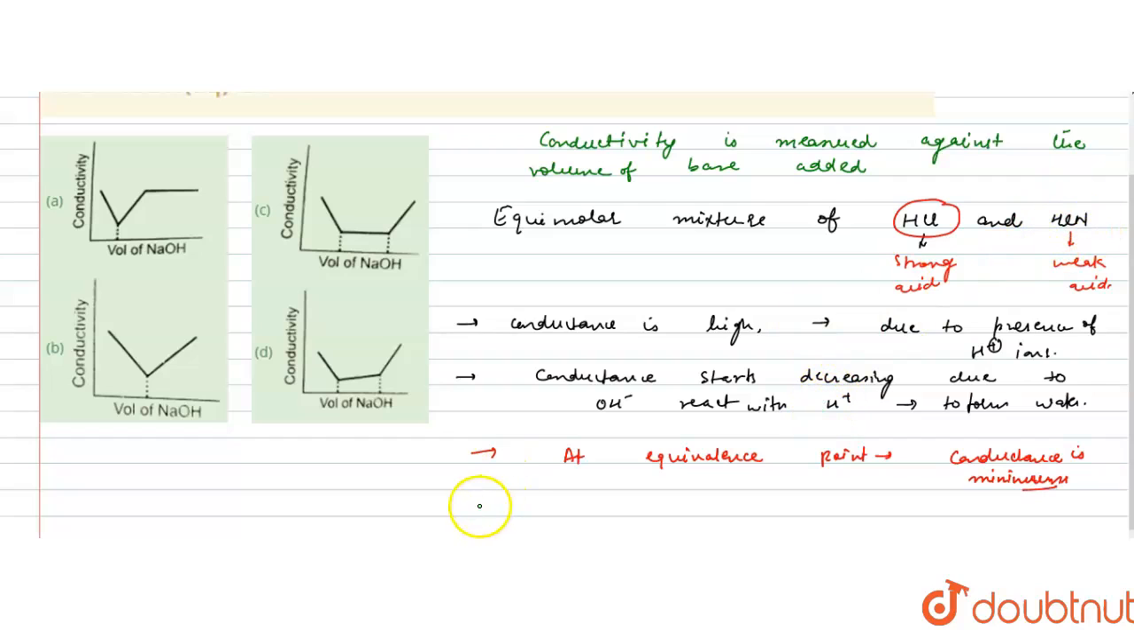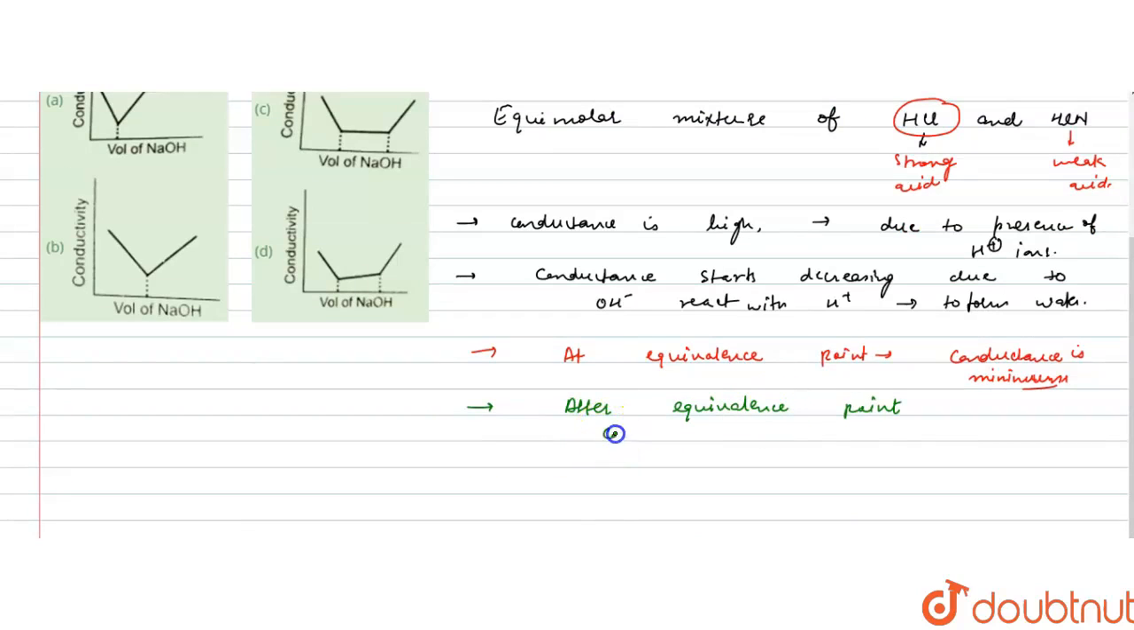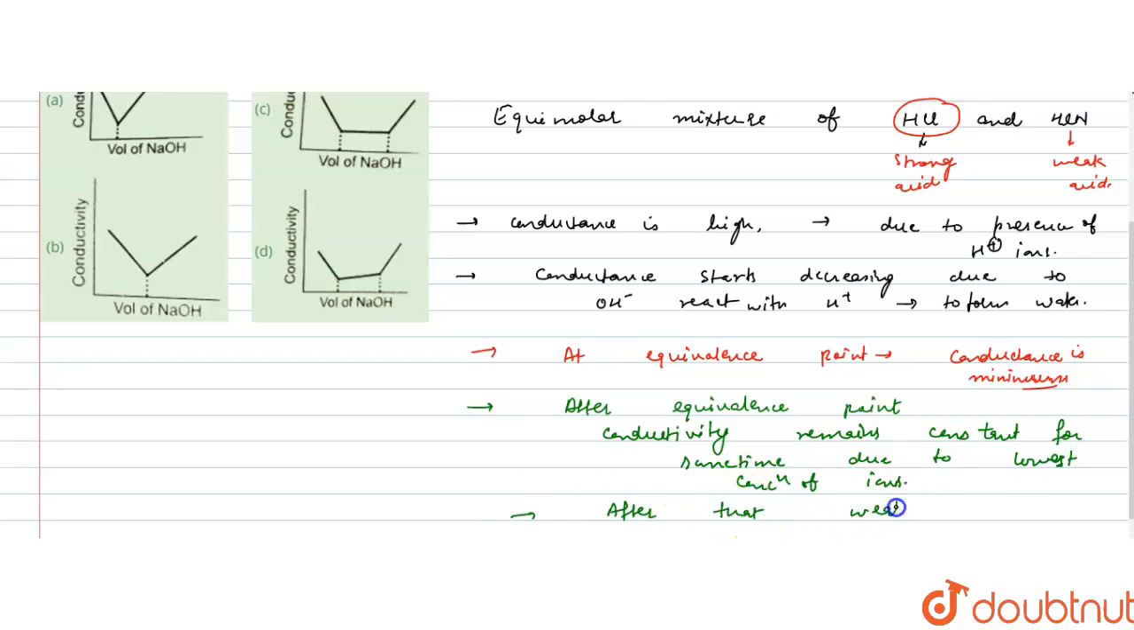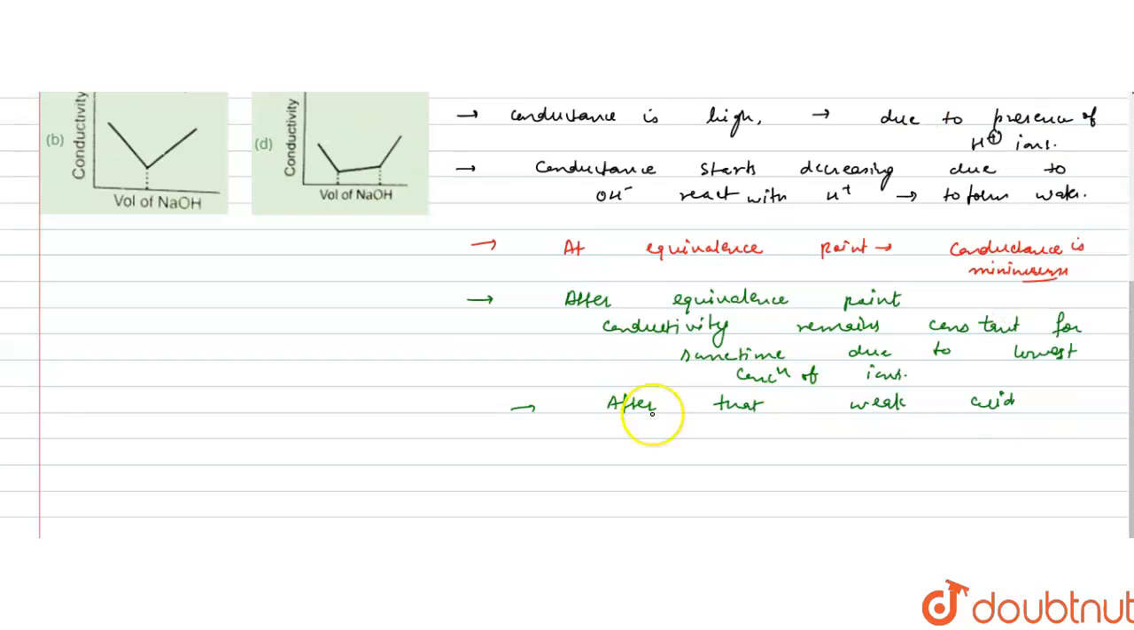And after that the HCN, which is a weak acid, starts to dissociate and the conductance starts increasing. After the equivalence point, the conductivity remains constant for some time due to the lowest concentration of ions. And after that, the weak acid HCN will dissociate into H+ and CN- ions. So due to the presence of these ions, the conductance starts increasing.